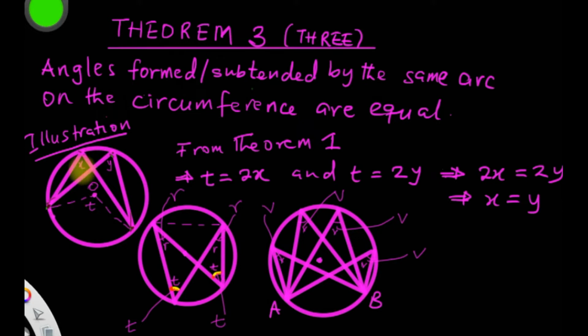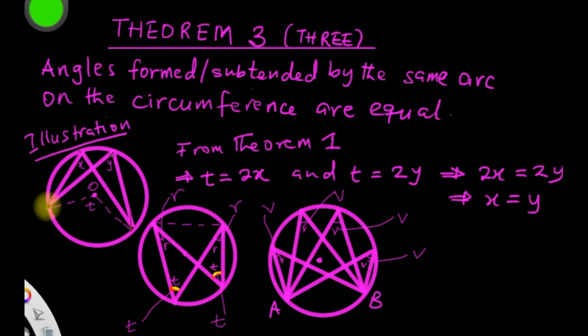So what we are saying is that these angles x and y are equal. Why? Because they are formed by the same arc on the circumference. In order for us to understand it very well, let us apply theorem 1. In theorem 1, we learned that the angle formed by an arc at the center of the circle is equal to 2 times the angle formed by the same arc on the circumference. If you apply theorem 1 here, you really understand it very well.